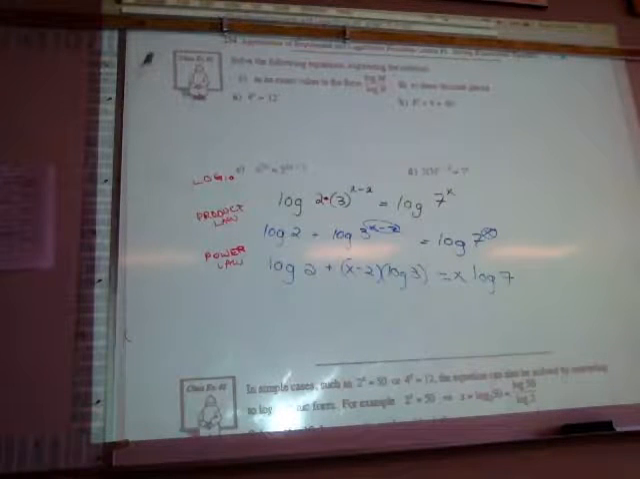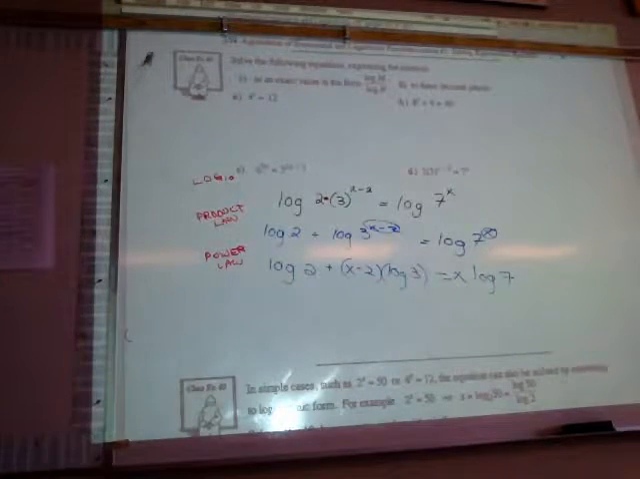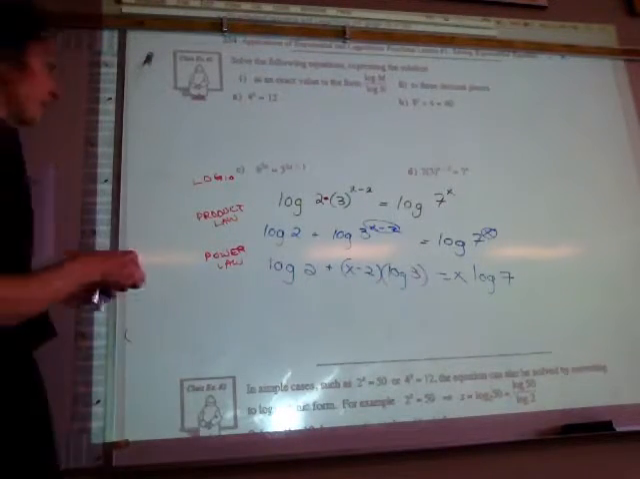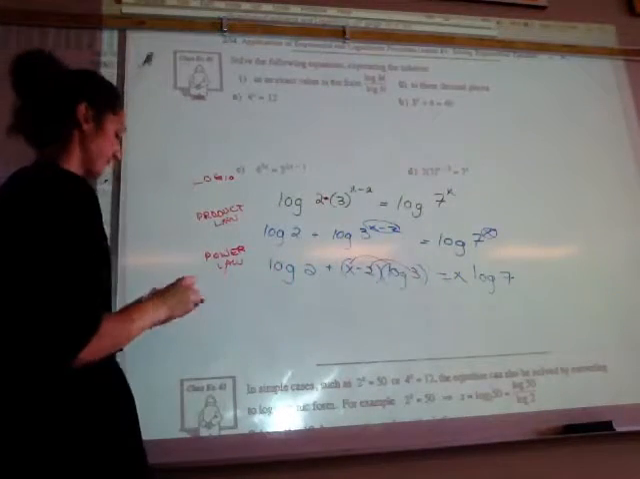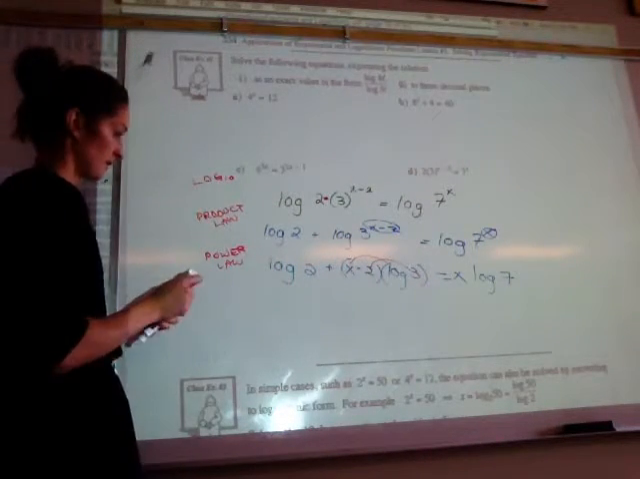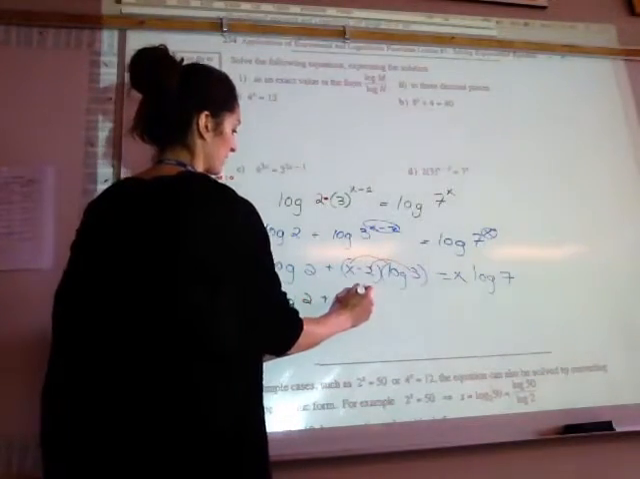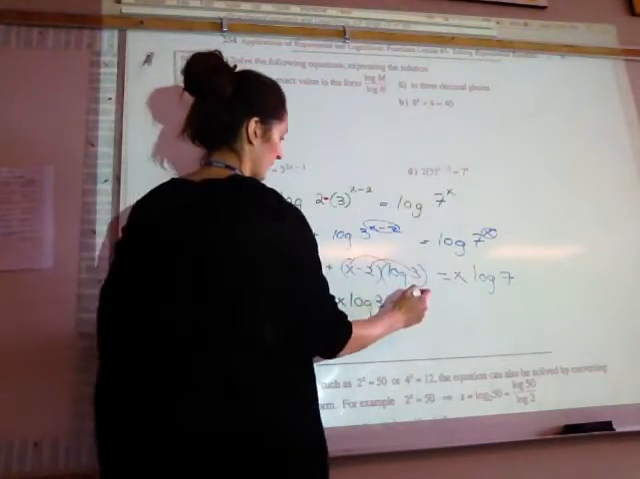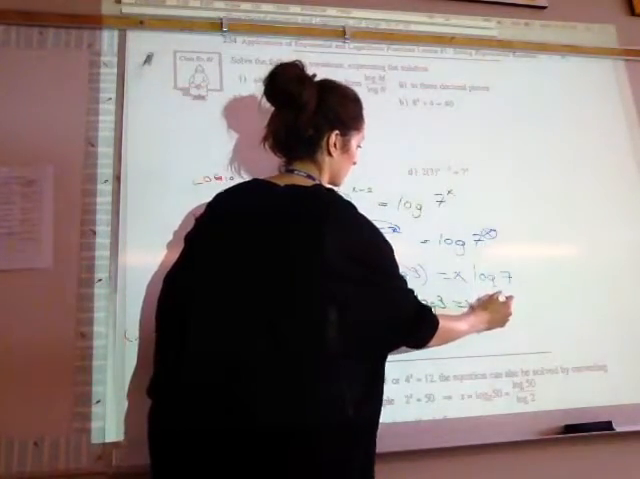The whole goal is to solve for x. In this case, I have a bit of a problem because I have a binomial. What did we do in the last question? Distribute. Good. Okay, so let's just expand here. We end up with log 2 plus x log 3 minus 2 log 3 equals x log 7.